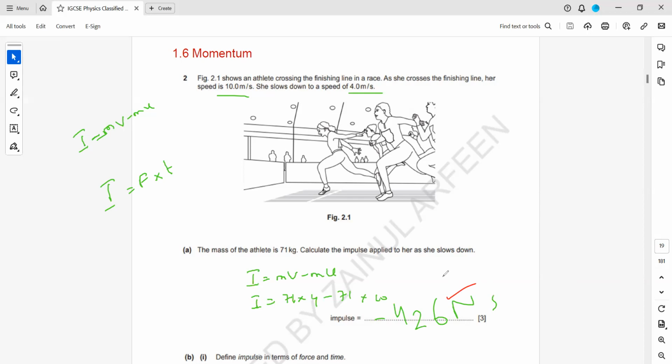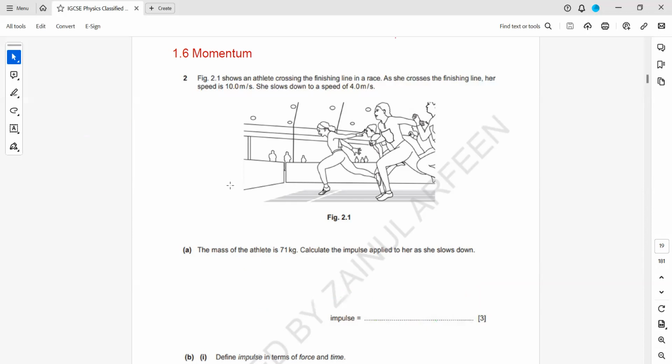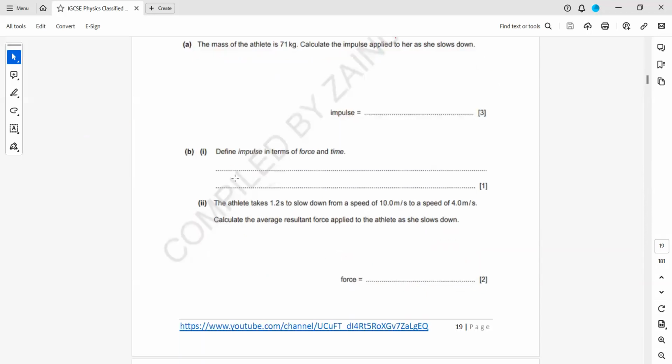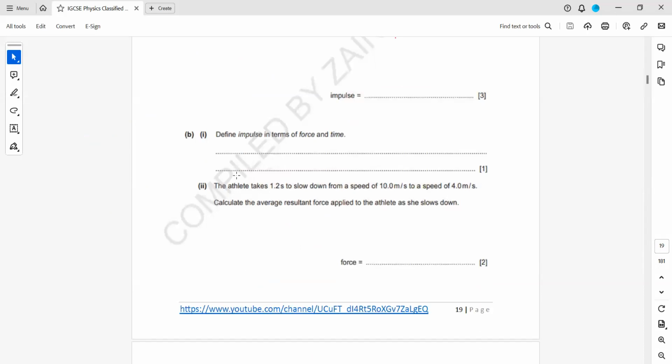In the marking scheme answer, usually they don't mention the negative sign, because the negative sign has a significance in terms of direction or the change. That does not matter when we are calculating a magnitude. So writing 426 earns the marks. Define the impulse in terms of force and time. So what is impulse in terms of force and time? It is the product of force and time.